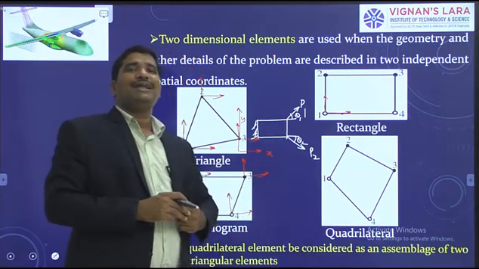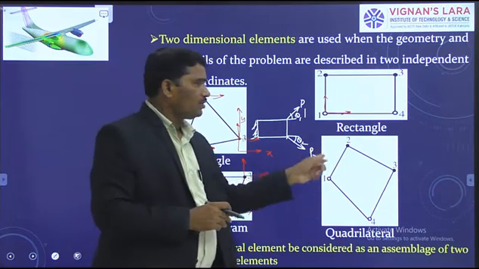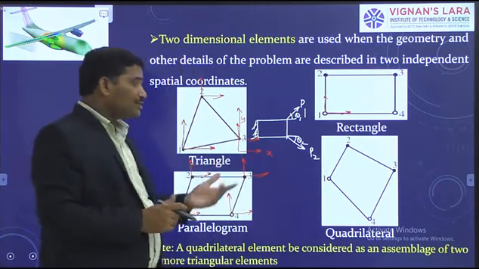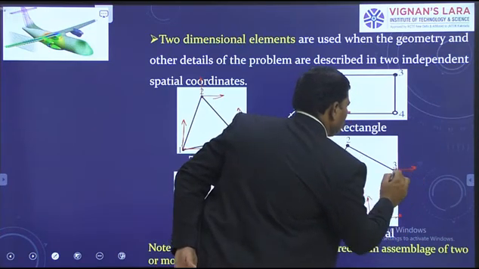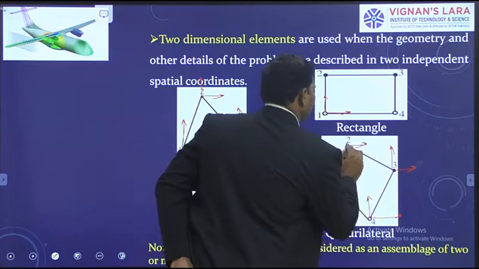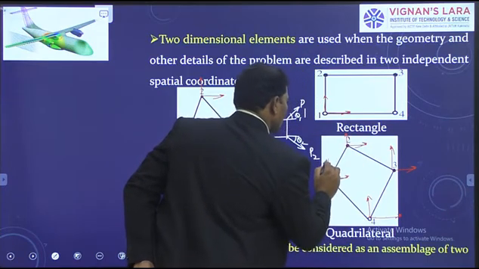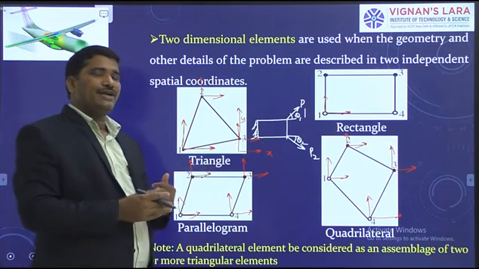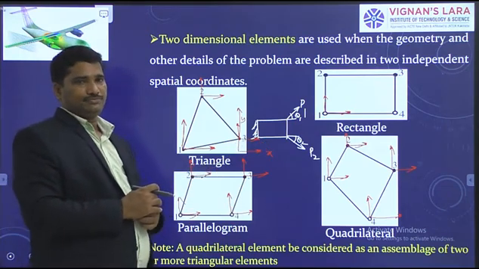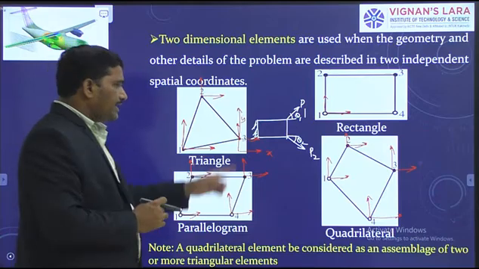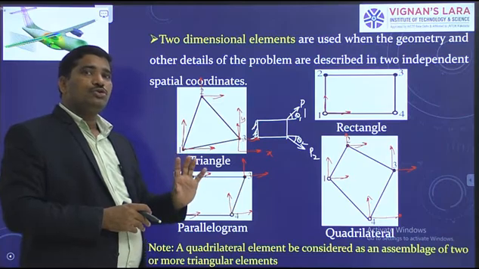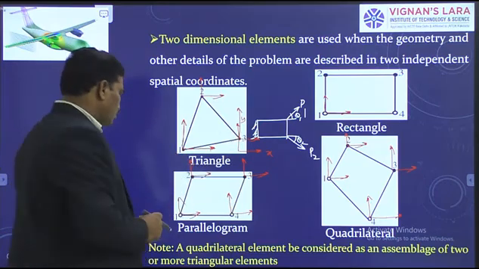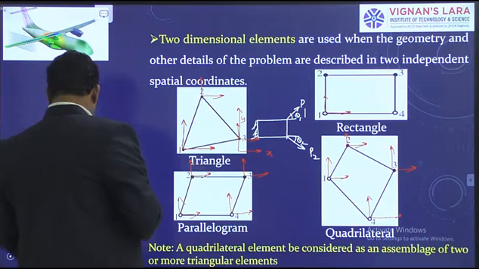Next one. This one is a quadrilateral. It connects 4 nodes. Each node has 2 degrees of freedom. In total, how many degrees of freedom are there? 8 degrees of freedom. The advantage of this quadrilateral is it can replace 2 triangular elements. Let us see.